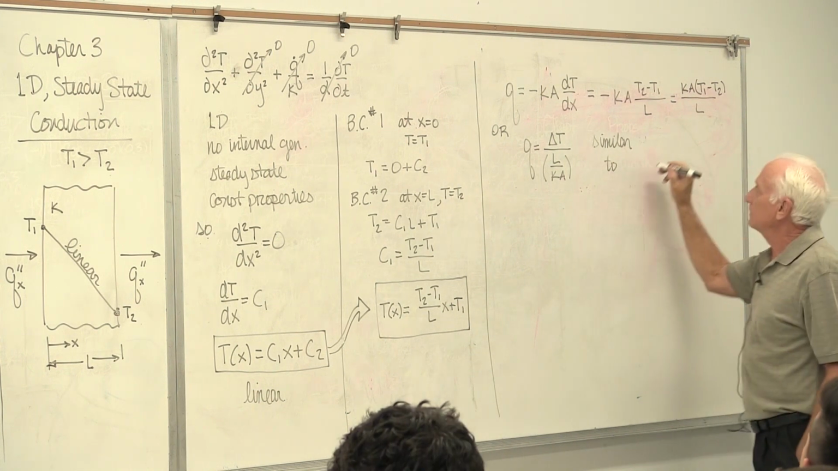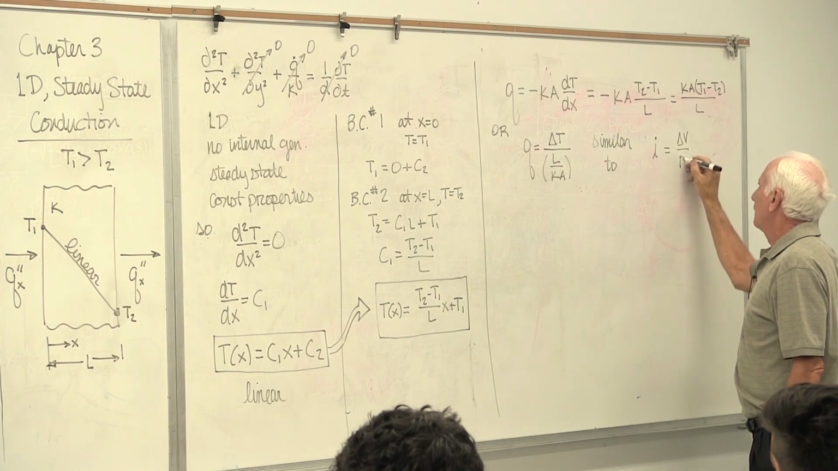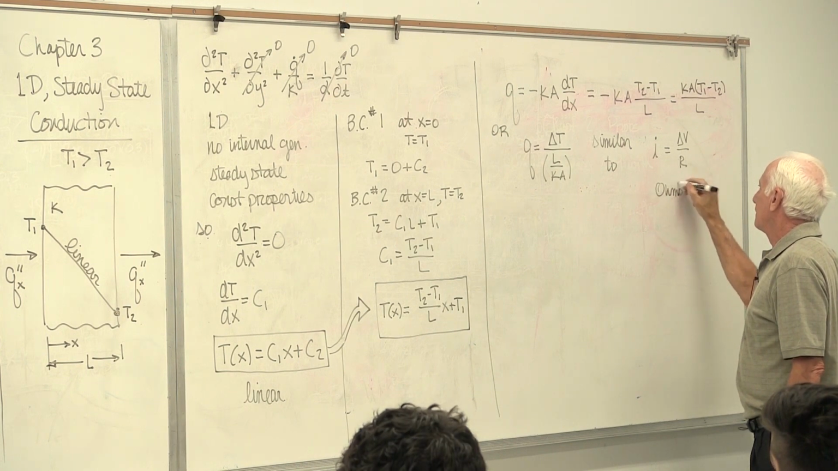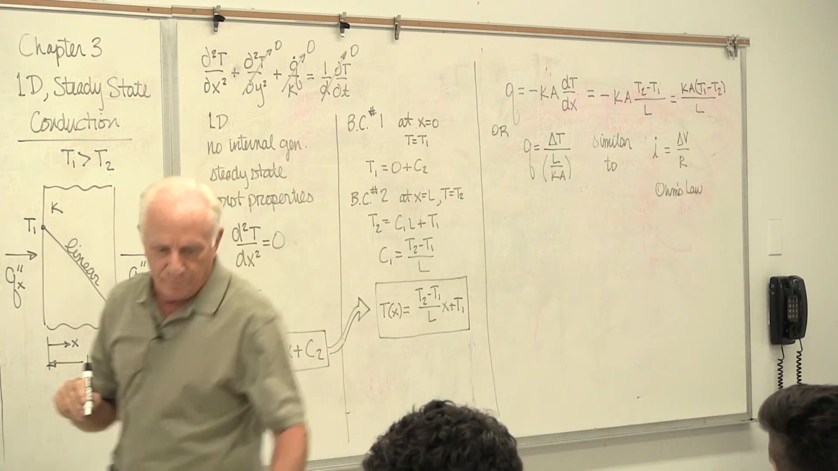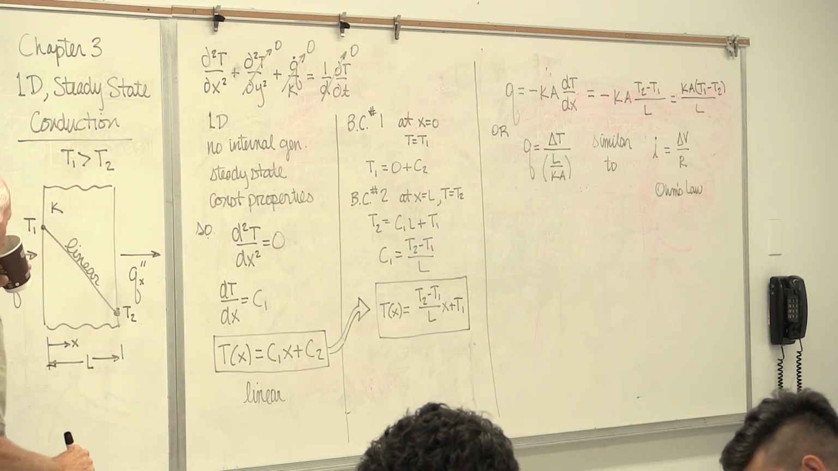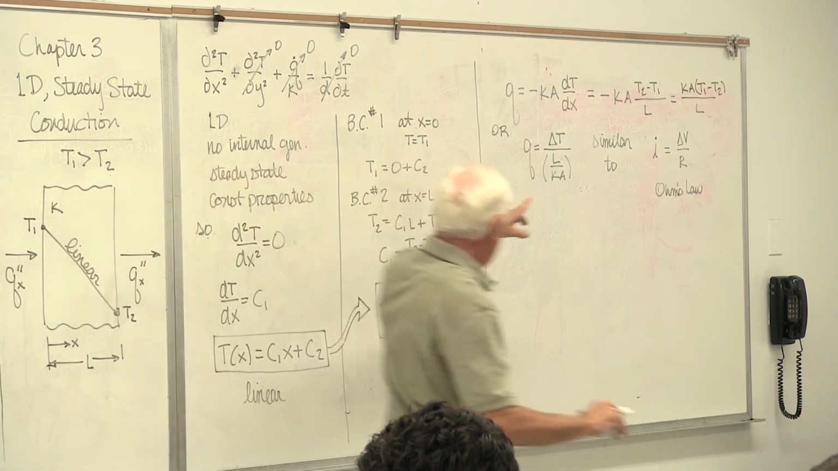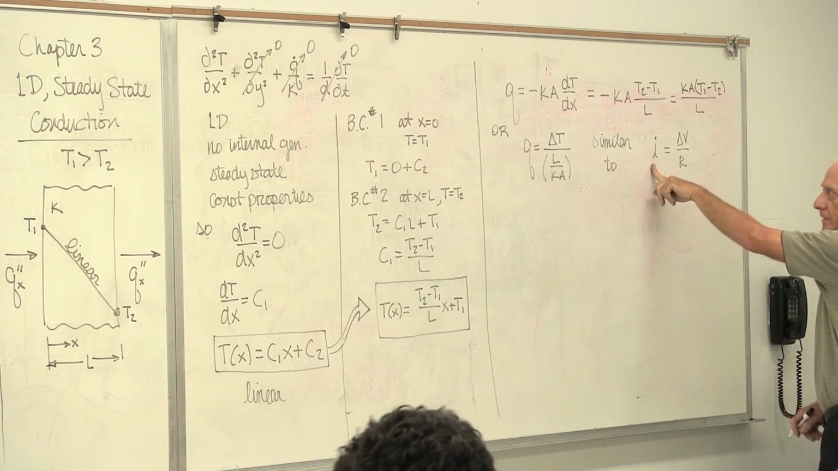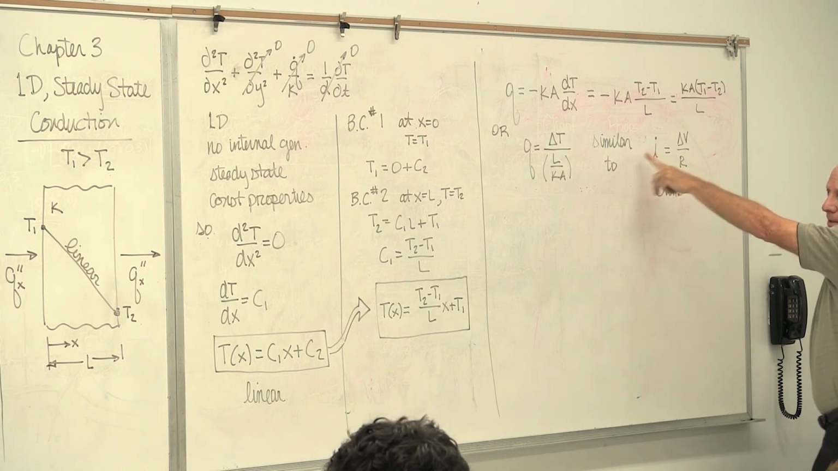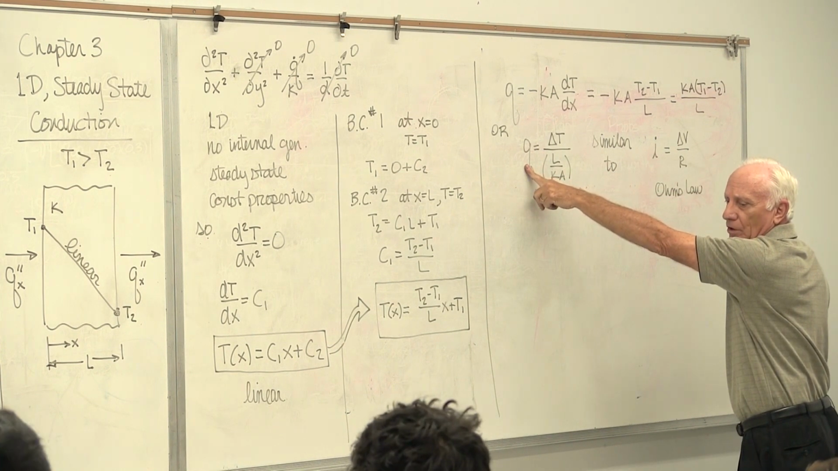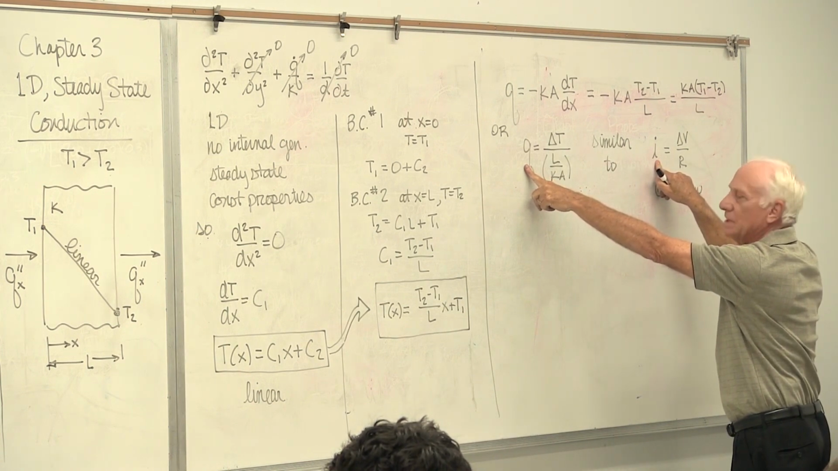They said, that thing looks similar to Ohm's law in electrical circuit theory, because the left-hand side is the electron flow called the current. This is the flow of electrical energy. This is the flow of thermal energy. They're both flow terms.